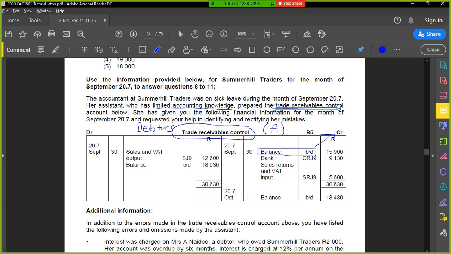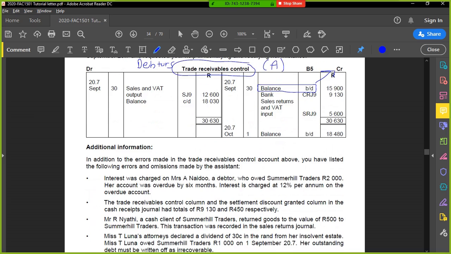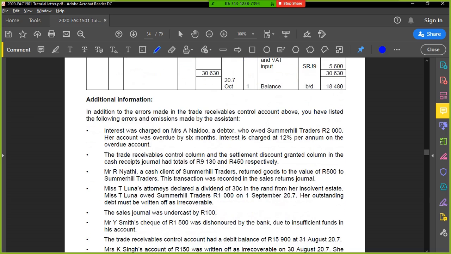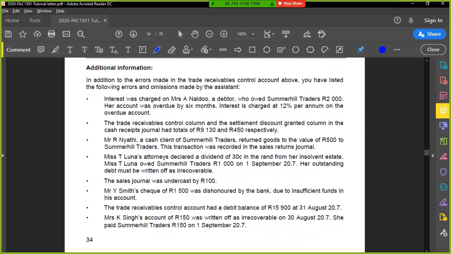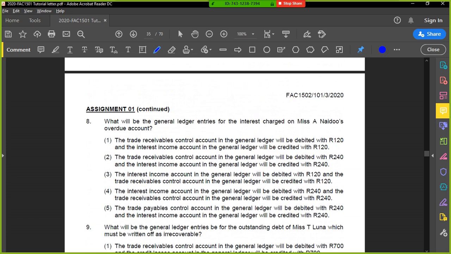All right, what else do we have? She has given you the following information for the month of September. She requested your help in identifying and rectifying mistakes. So you're basically going to fix this account. Additional information: all of this we need to provide for as part of the corrections. So that's fine.